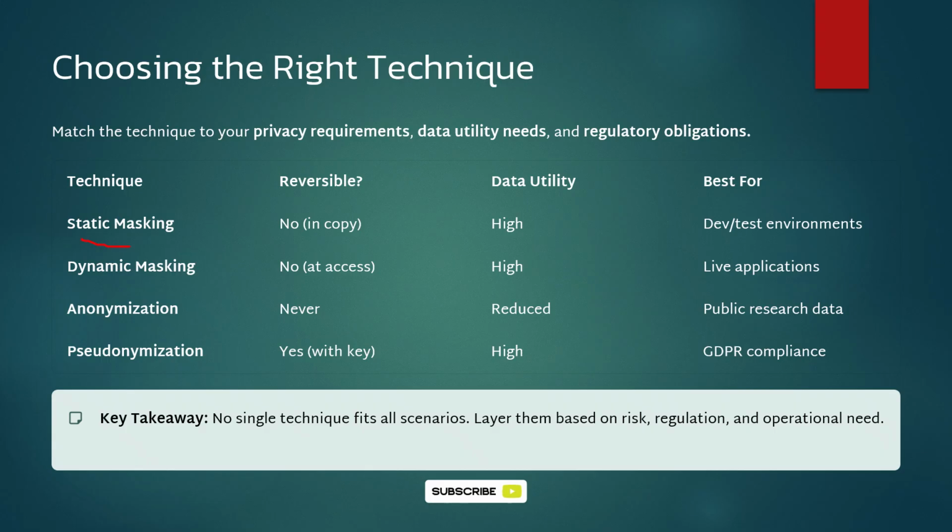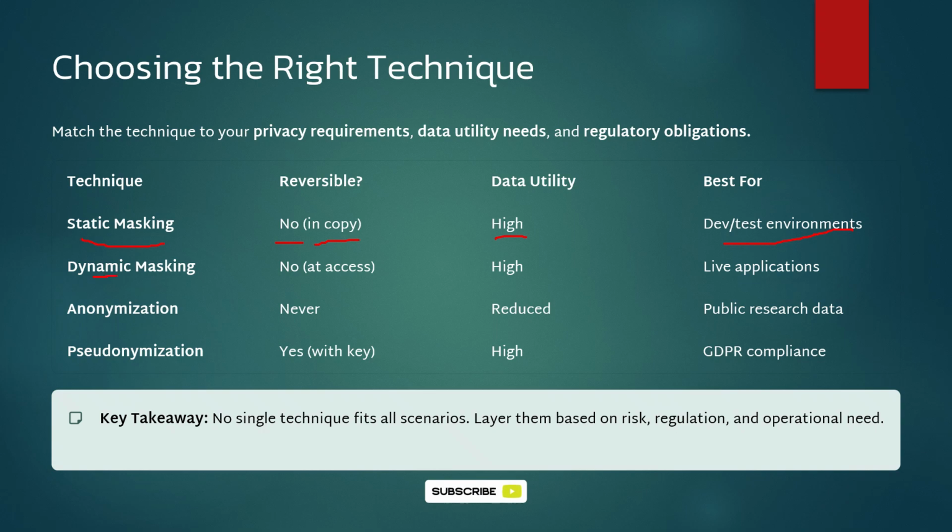First is static masking. Static masking is used in copies. Like I said, you make a copy of the database, you do the static masking in the dev and test environment, and then you do all your research in that. The data utility is high. Is it reversible? No, because you have masked something with a different thing and then you cannot reverse it. Like I said, Raj is mapped with Rahul. Now you don't know who Raj was.